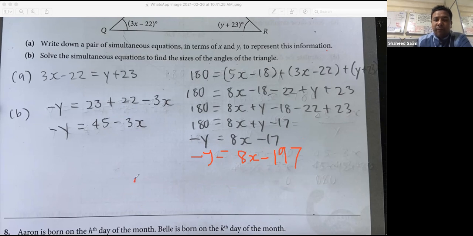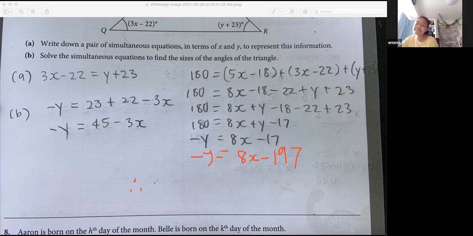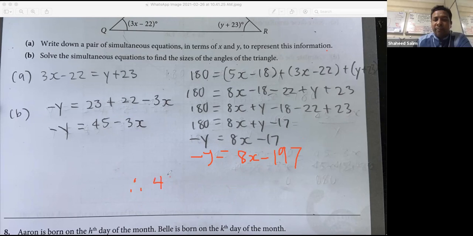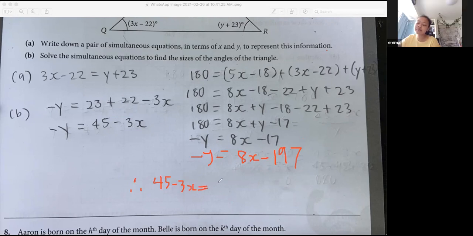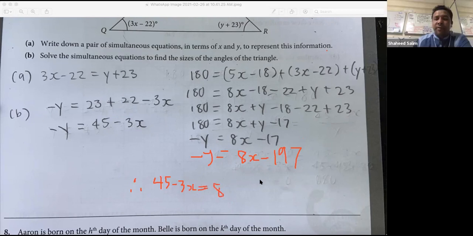Therefore, 45 minus 3x is equal to 8x minus 197. You know what I mean? Then you can solve it, you can find out what x is. It means from now on, you don't need to do the over thing.